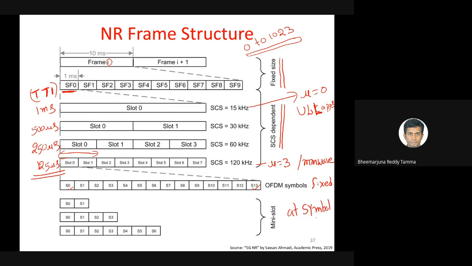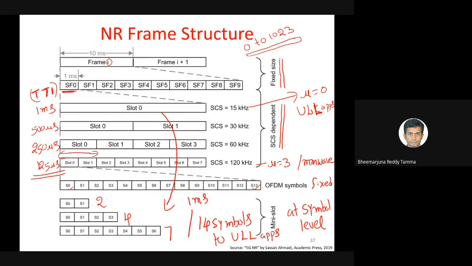So far, I was showing you slot level scheduling at 1 millisecond, 500 microseconds, 250 microseconds, and 125 microseconds. But when you take this particular numerology, where the scheduling happens at 1 millisecond, we can actually do symbol level scheduling using something called mini slot scheduling, where it is possible to allot 2 symbols or 4 symbols or even 7 symbols out of the 14 symbols in the slot for numerology 0 to ultra low latency applications.